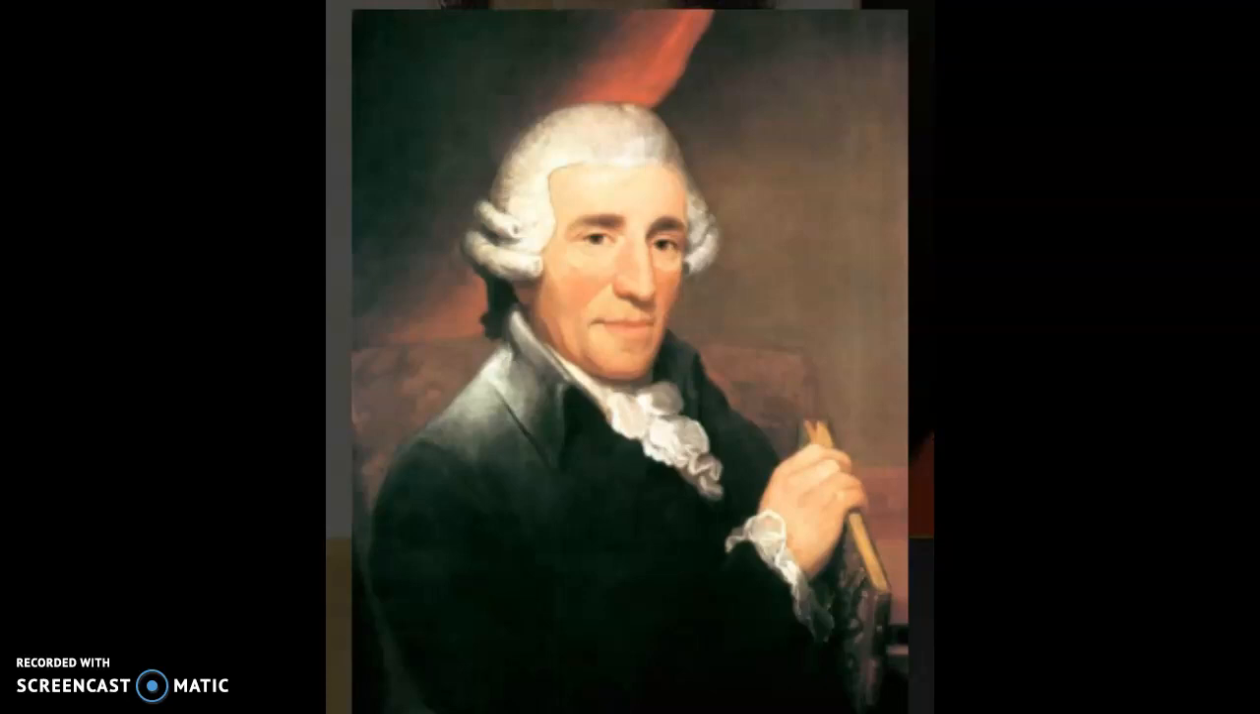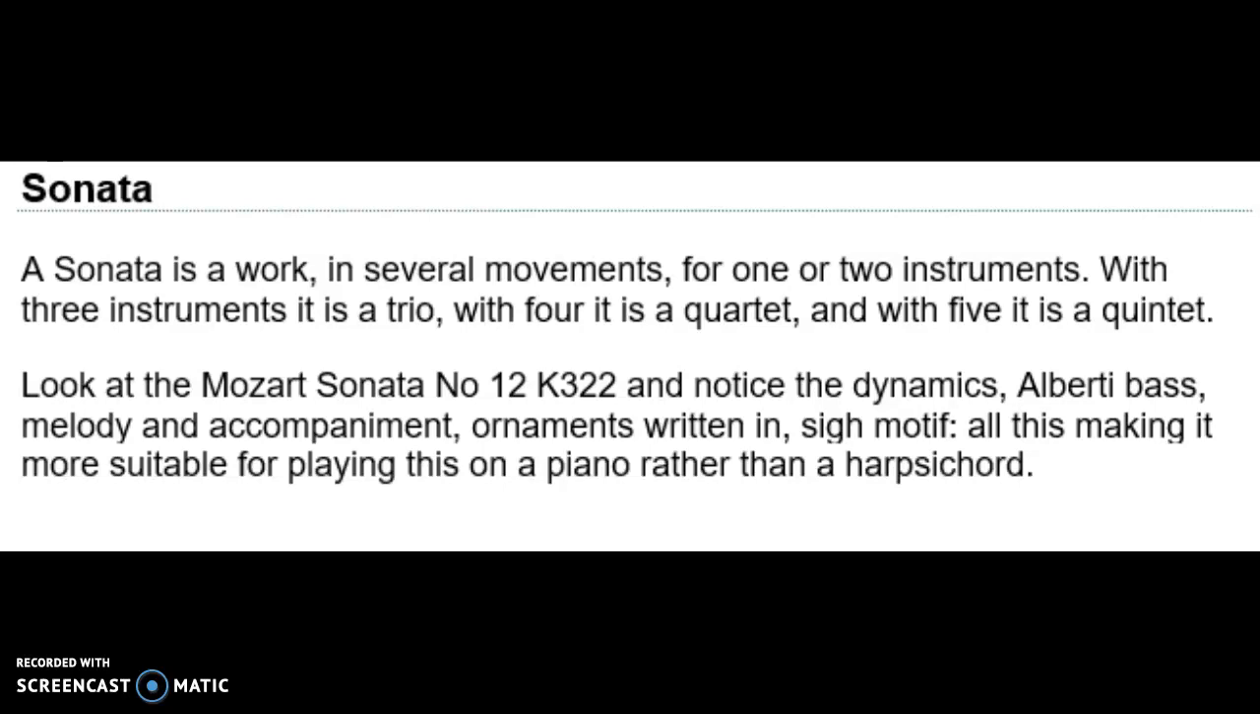Today I will discuss the classical sonata, the classical symphony, and the sonata form. A sonata is a work in several movements for one or two instruments. With 3 instruments, it's called a trio. With 4, it's called a quartet. And with 5, it is a quintet. So it's an instrumental work.